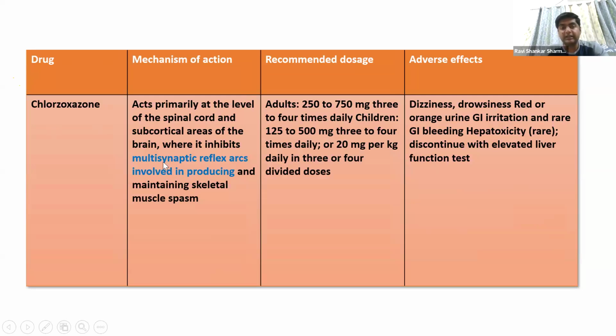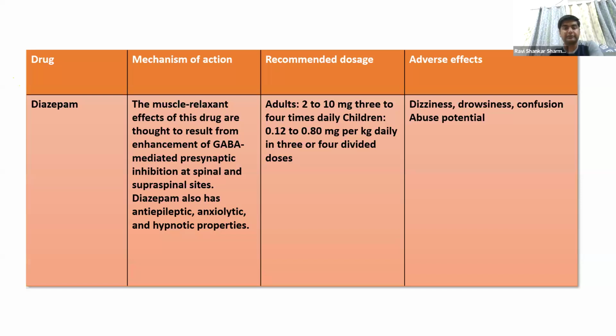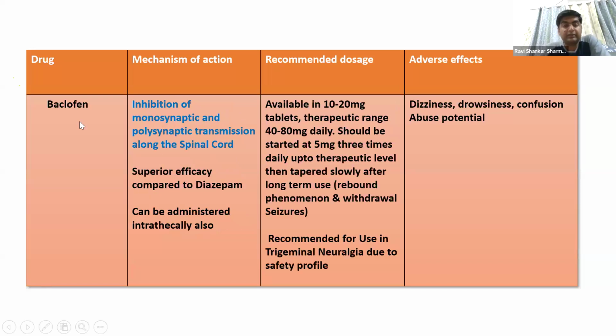Okay, one drug is acting on both monosynaptic and polysynaptic reflexes. Chlorzoxazone acts on the multisynaptic reflex. Then metaxalone, this one. Baclofen is the one the MCQ asks about. It inhibits both monosynaptic and polysynaptic transmission along the spinal cord. You can start with a dose of 5 to 10 milligrams at night and keep increasing the dose, up to 40 milligrams.